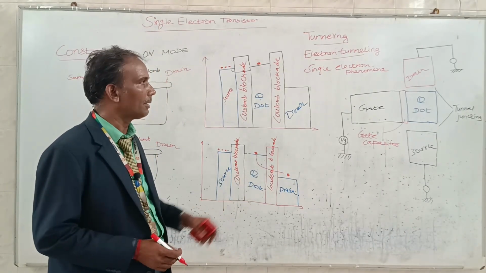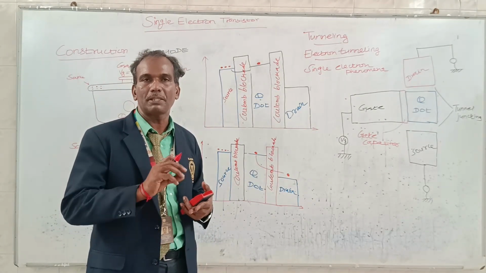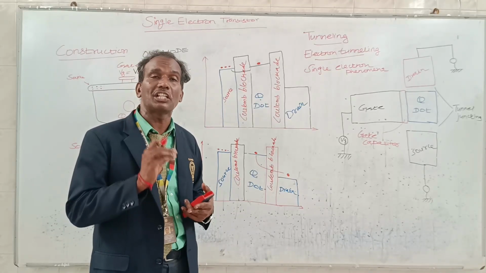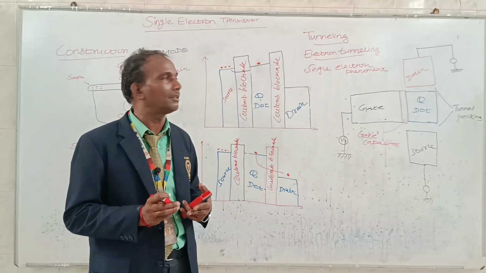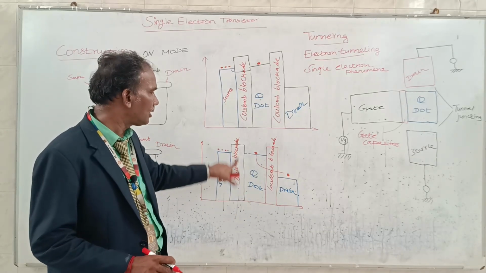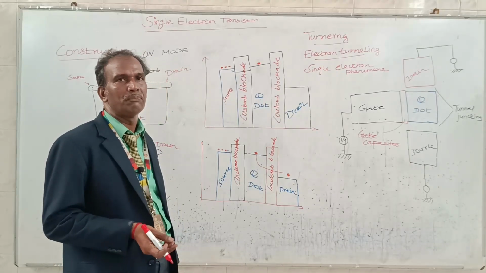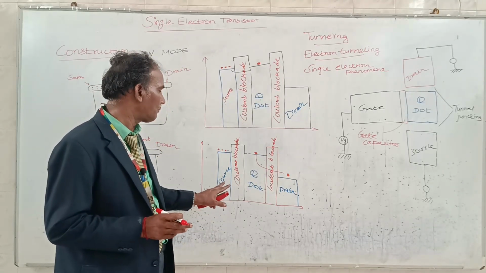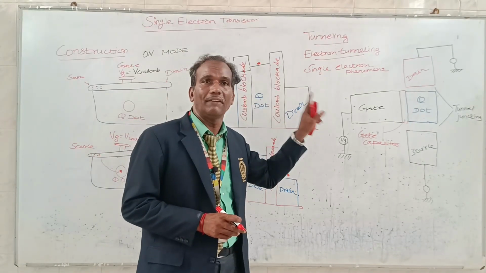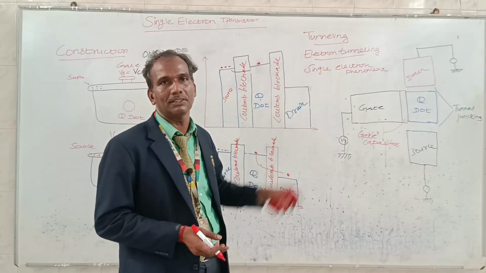The purpose of the Coulomb blockade is suppression or prevention of the movement of electrons from source to quantum dot. Because the Coulomb blockade is an insulating material which prevents the flow of electrons from source to quantum dot. So this is one rule to be satisfied in order to get the single electron phenomenon.